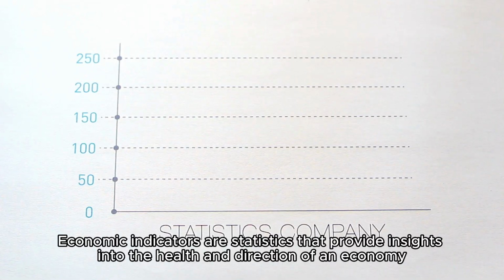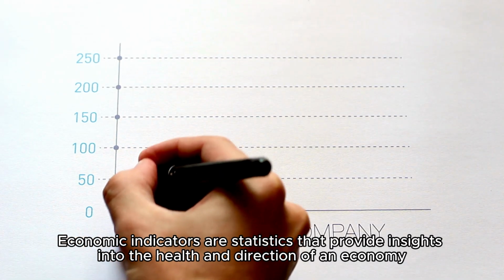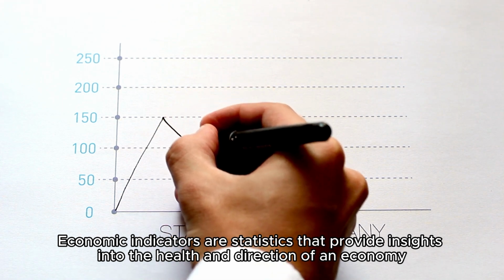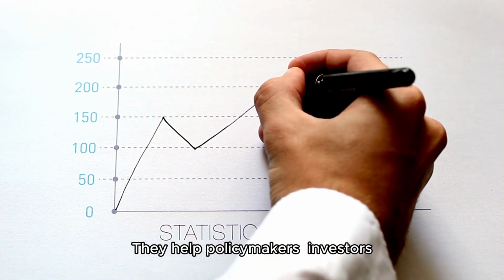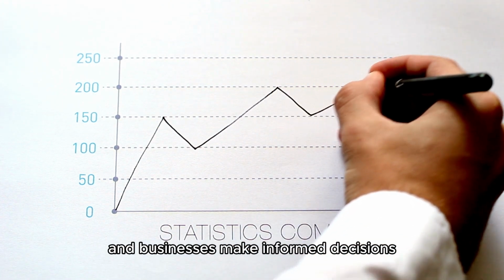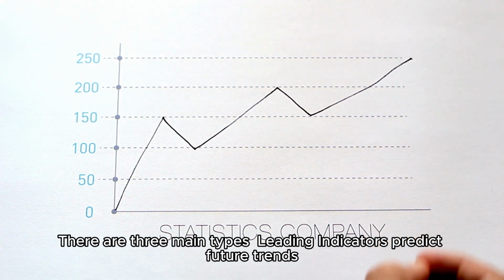1. What do economic indicators really mean? Economic indicators are statistics that provide insights into the health and direction of an economy. They help policymakers, investors, and businesses make informed decisions. There are three main types.